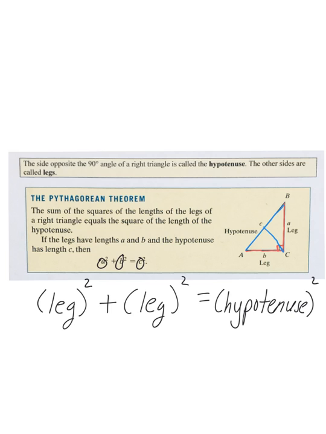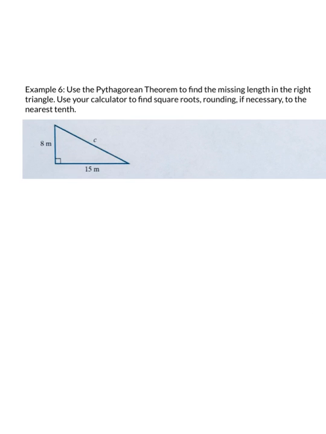Let's take a look at a couple of examples. One example will solve for hypotenuse, and the other example will solve for a leg. Example 6 says to use the Pythagorean theorem to find the missing length in the right triangle. Use your calculator to find square roots, rounding if necessary to the nearest tenth.